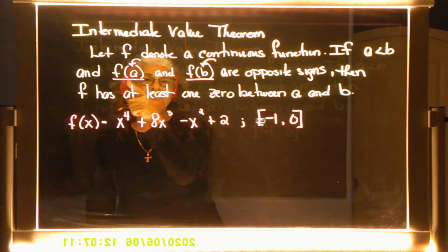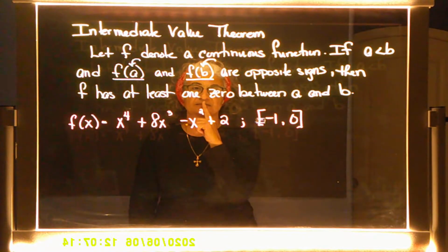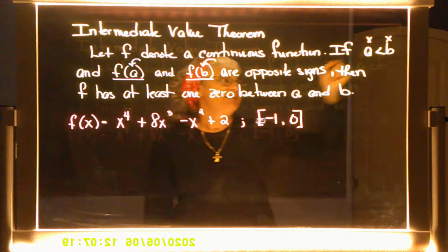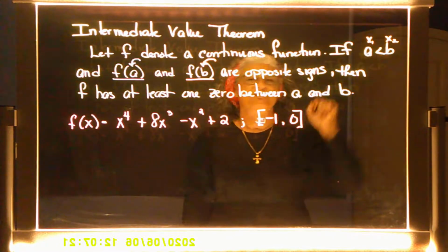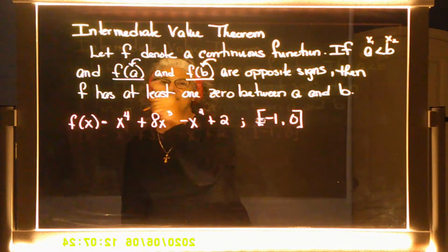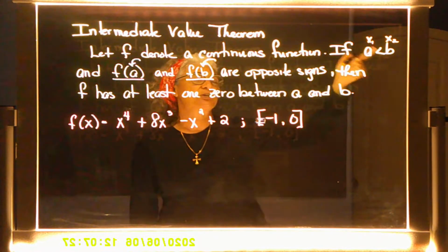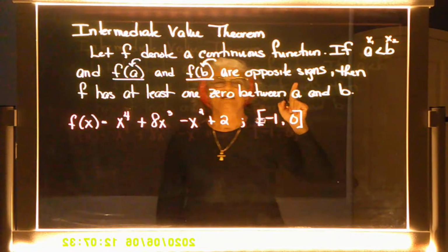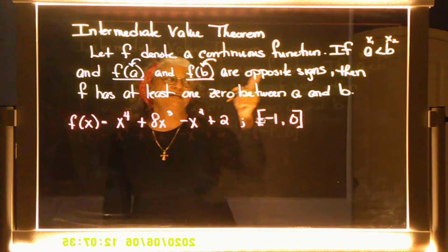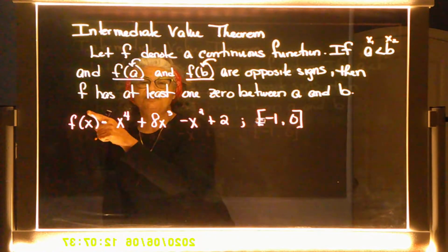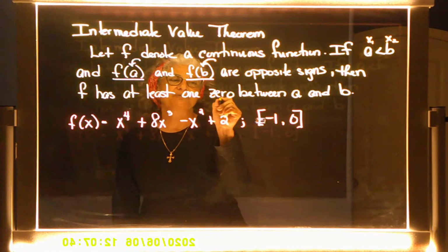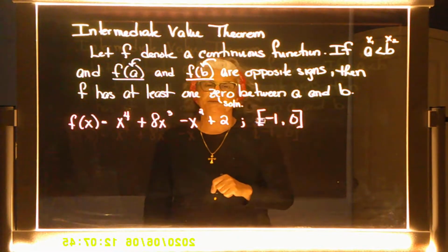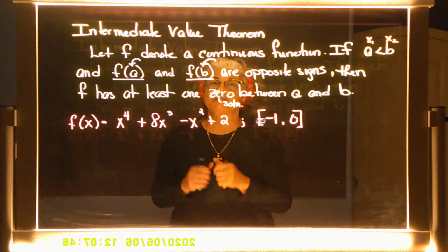So question, what do a and b represent? Good. A and b actually represent x's. Here's first x, here's the second x. Are you with me? And f of a and f of b are those y values that go with those x's. Cool? Okay. Then it says, if they are of opposite signs, then f, the function, has at least one 0. Remember, 0 is another word for a solution. One solution between a and b. So here's the deal. Let's put it into practice.